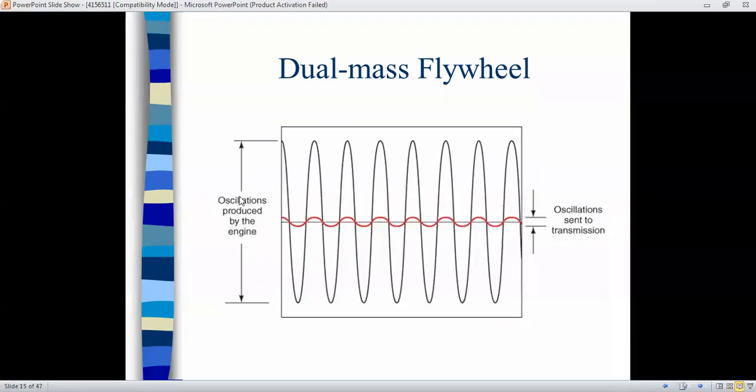Now, see here, the oscillation produced by the engine, or we can say this is the fluctuation of how much your engine provides the oscillation. See the peak point in the plus direction, and the peak point in the minus direction. So this is the fluctuation.